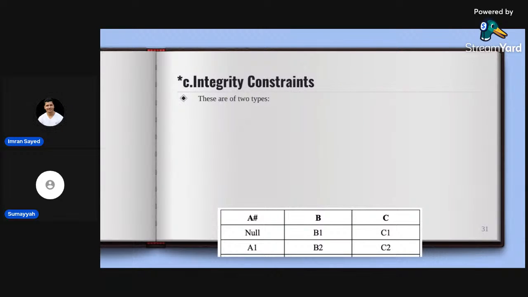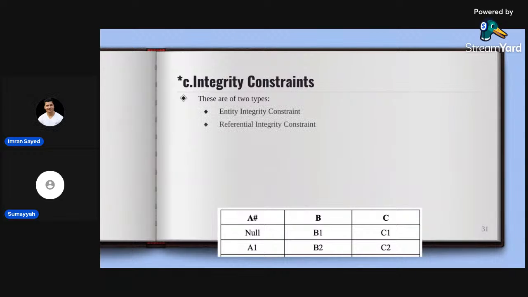Integrity constraints. There are two types. Let me recall: referential integrity constraint, and entity integrity constraint. Entity constraint means that the values should not be null, and the referential constraint means that when we have the primary key and the foreign key, the value of the primary key should exist in at least one of the tuples of the second table where we have the foreign key.